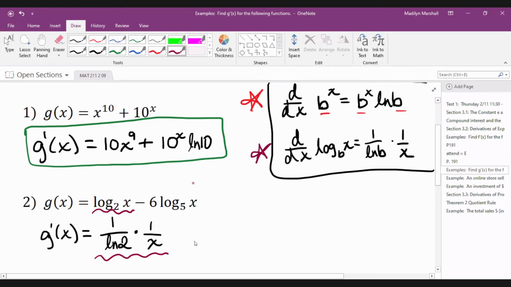We can do a little bit to make it look a little nicer, but I want to wait till the next step after we have the second log finished. But yes, that is basically simplified.